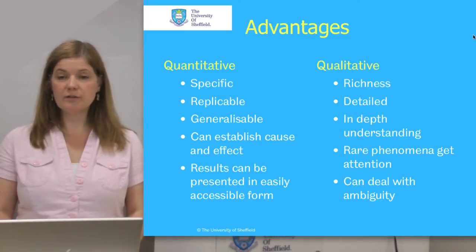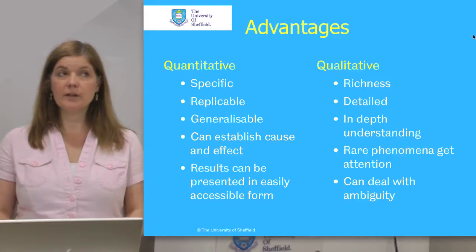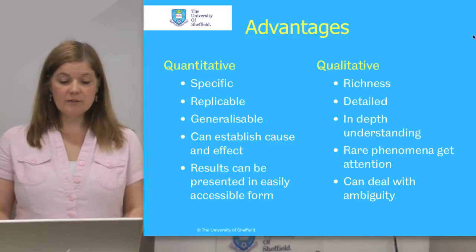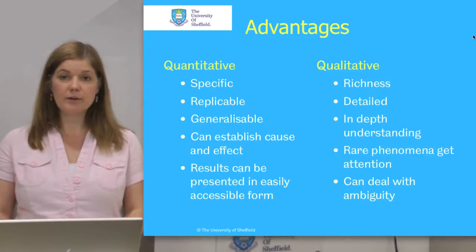And so quantitative, the advantages are that it's specific, it's replicable. So if you want to be able to replicate somebody else's work, then you would probably use quantitative. It's generalizable away from your sample to a wider population. It can, depending on the design, establish cause and effect. So if you want to know, for example, that xerostomia, having dry mouth, causes fewer impacts on day-to-day life, then you would have to use quantitative methods. You can't establish causality with qualitative research methods. In quantitative, another advantage is that the results are often presented in very accessible form, either in tables or figures in some way with numbers.